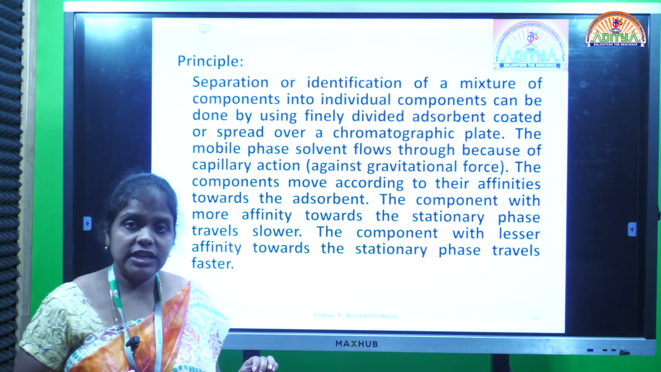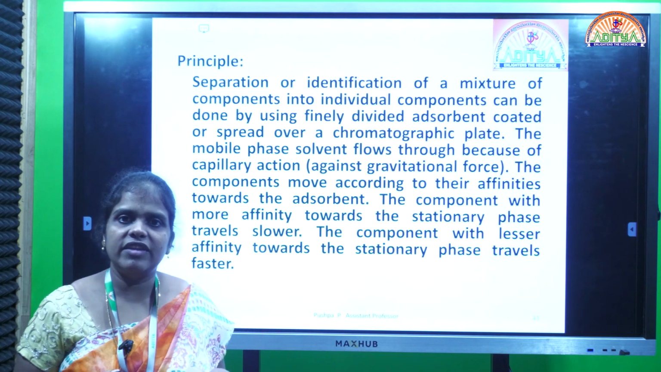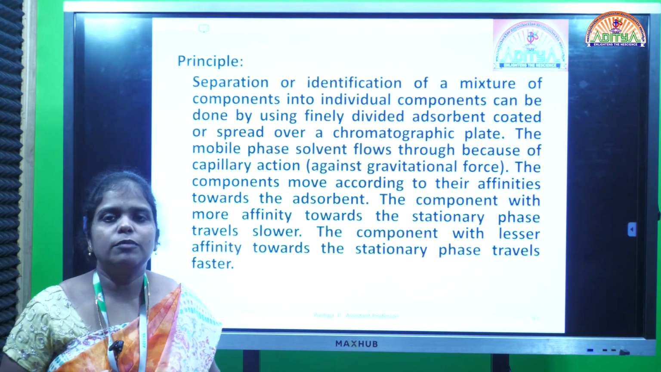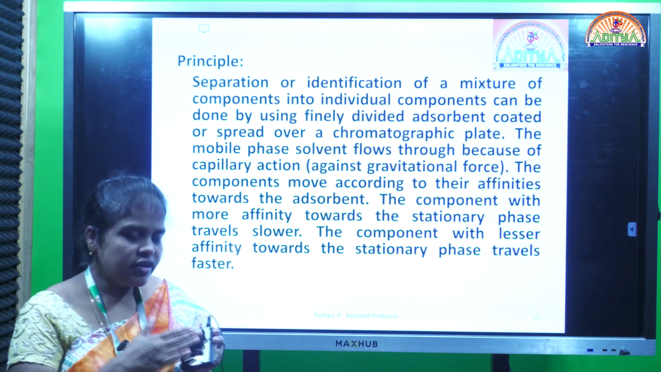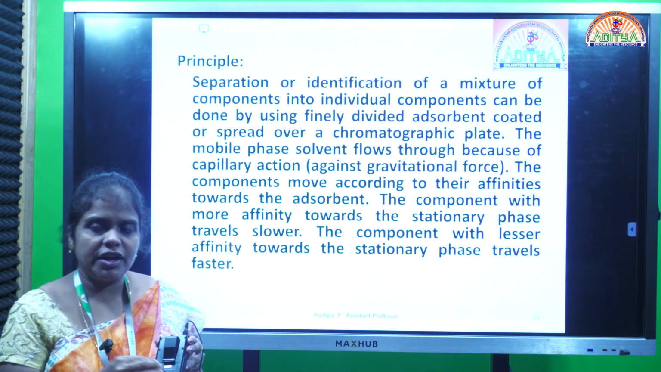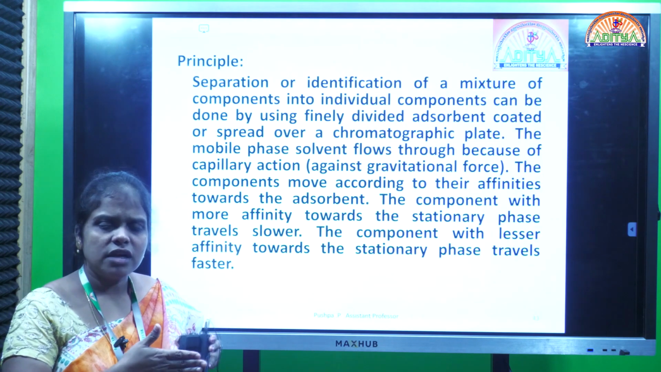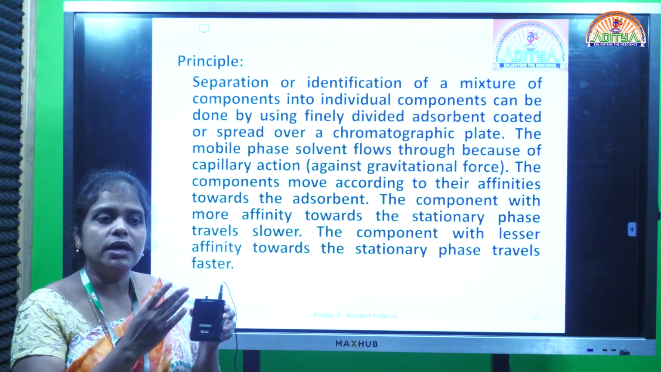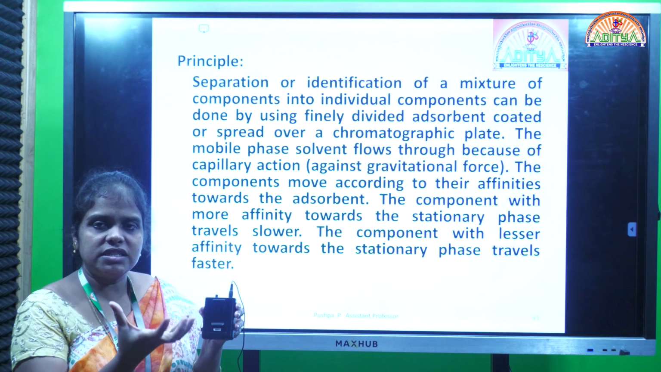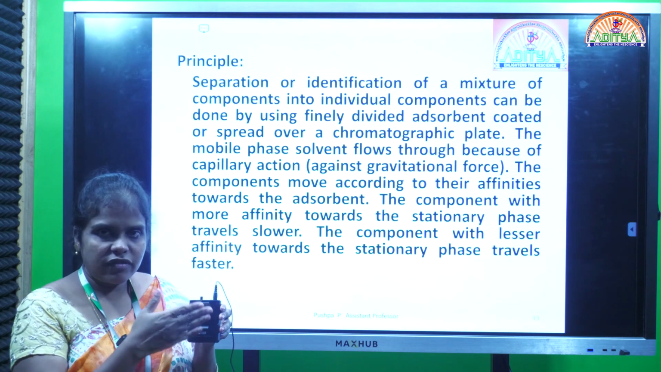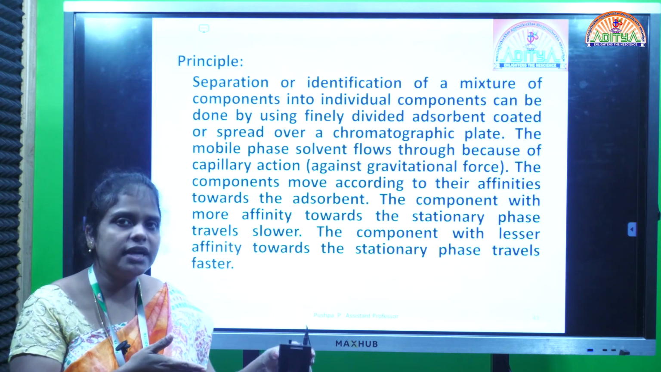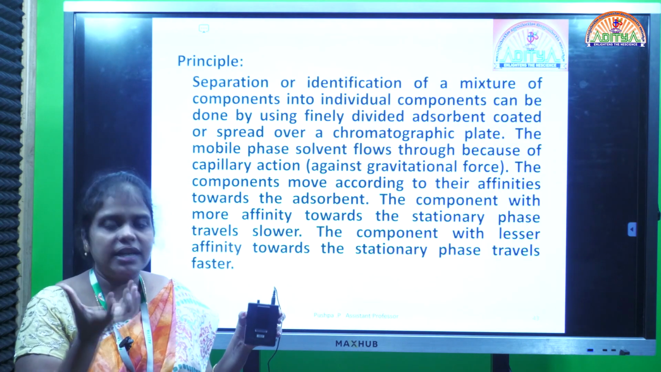If the component has more affinity with the mobile phase, then it will elute or move fast along with the mobile phase. You already know, whenever we are applying this component on this slurry, you will keep that slurry-applied plate in the beaker which is containing the mobile phase. First of all, we will take the plate, and on that you will apply the adsorbent, and you will keep that plate in the beaker containing the mobile phase.